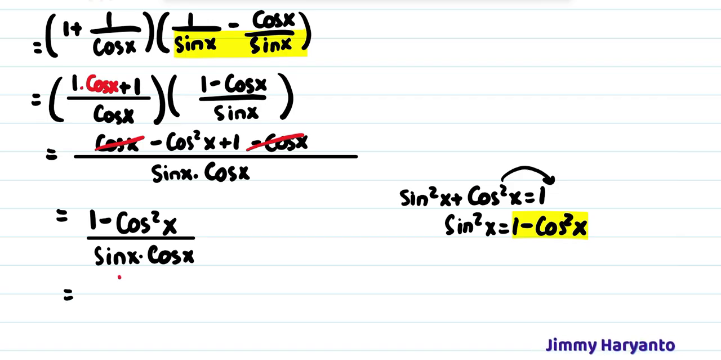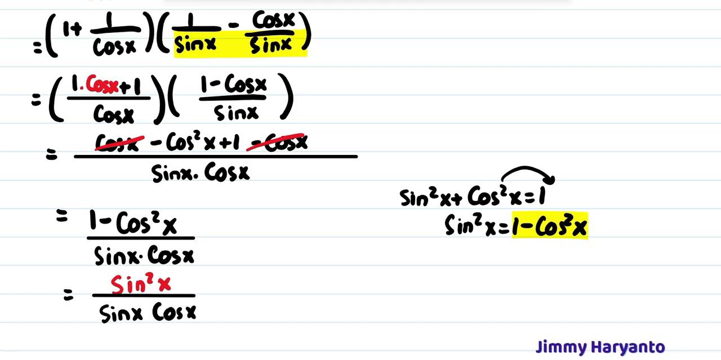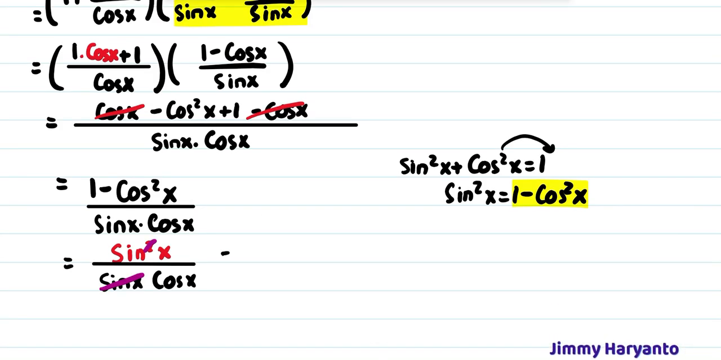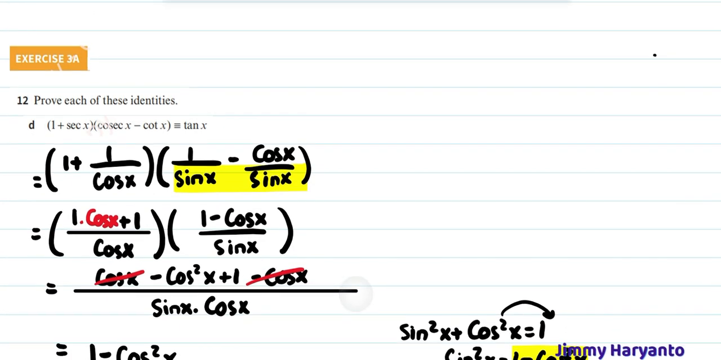So the top part will become sine square x, and the bottom part is still the same, sine x cos x. We can cross out one of the sine, so I will have sine over cos, and sine over cos equals to tangent theta. Tangent, yes, shown.